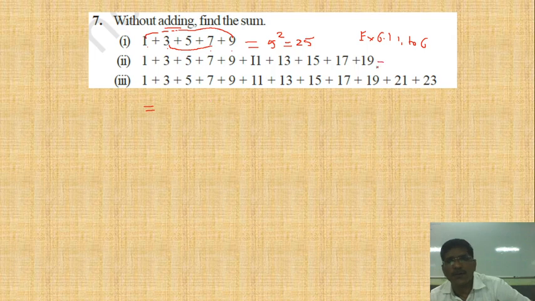How many terms are there? 1, 2, 3, 4, 5, 6, 7, 8, 9, 10. How many terms are there? 10. So 10 squared is 100.